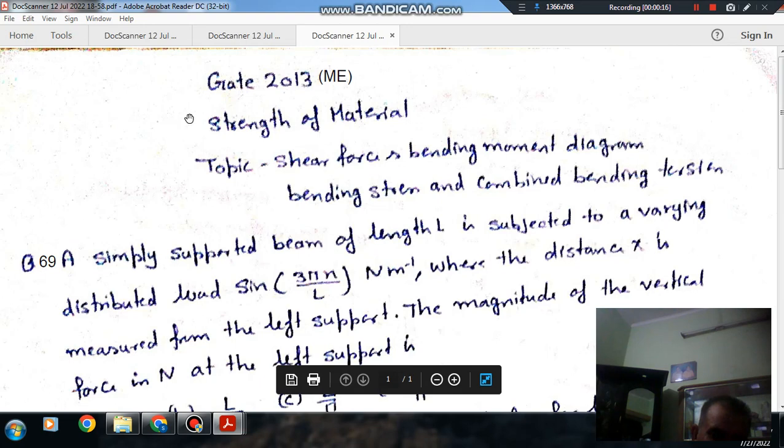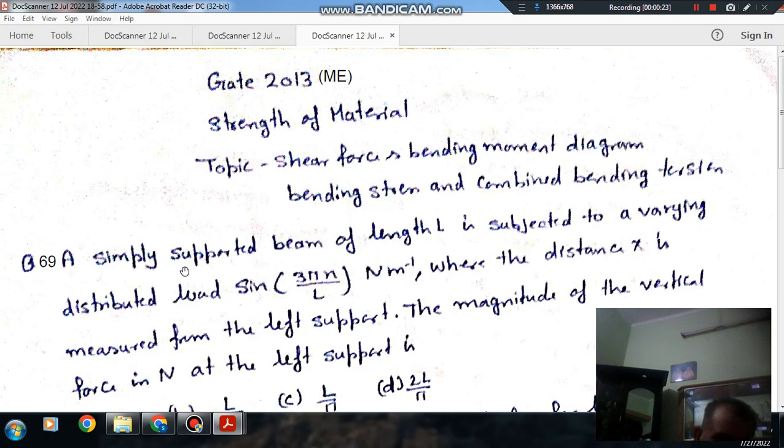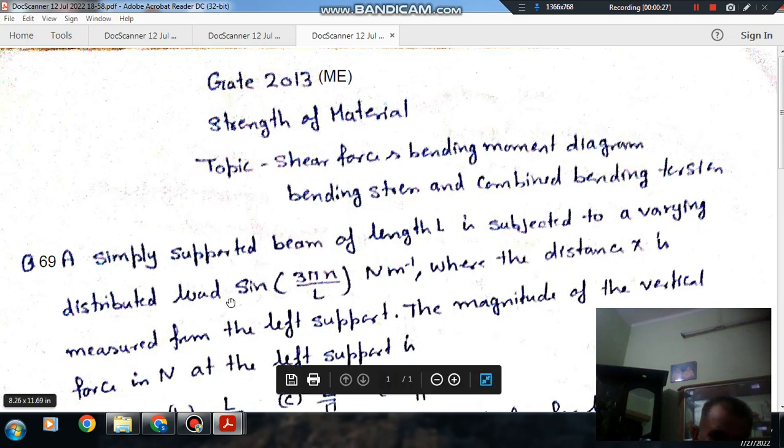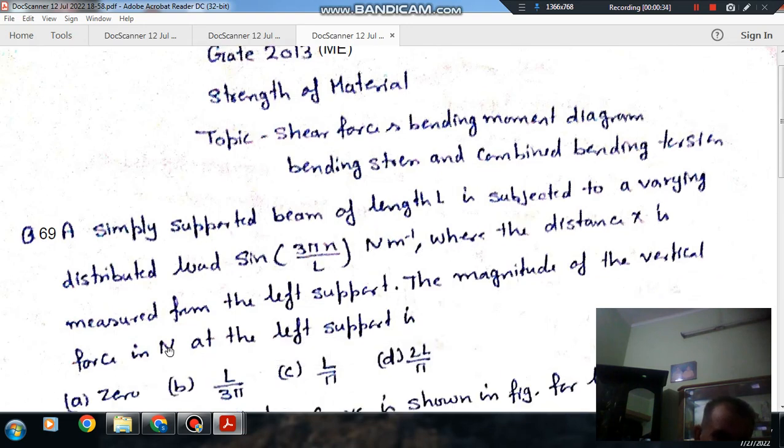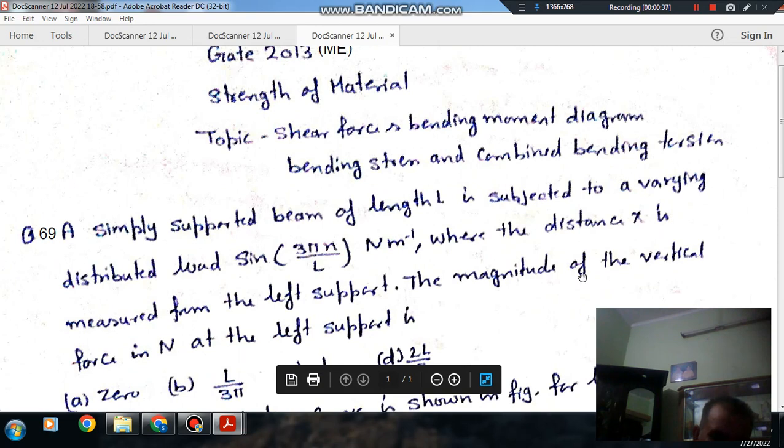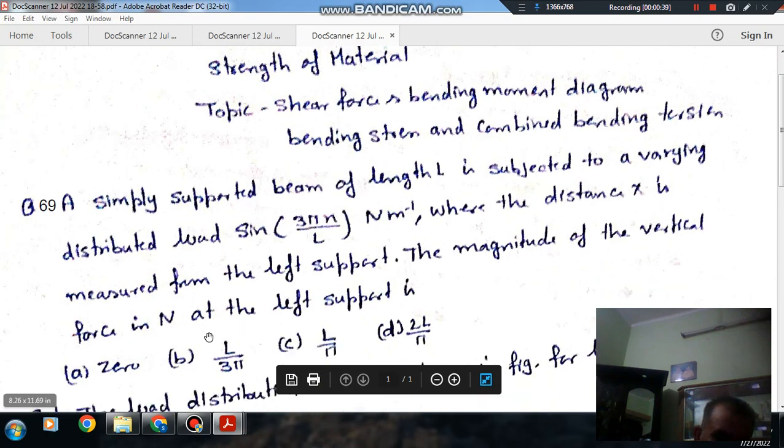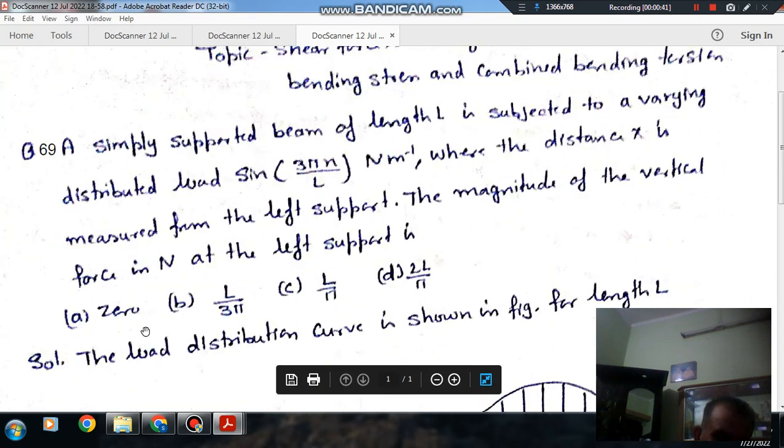Question number 69 from GATE 2013 ME. A simply supported beam of length L is subjected to a varying distributed load sin 3 pi x by L Newton per meter, where the distance x is measured from the left support. The magnitude of vertical force in Newton at the left support is option A 0, option B L by 3 pi, option C L by pi, and option D 2L by pi.